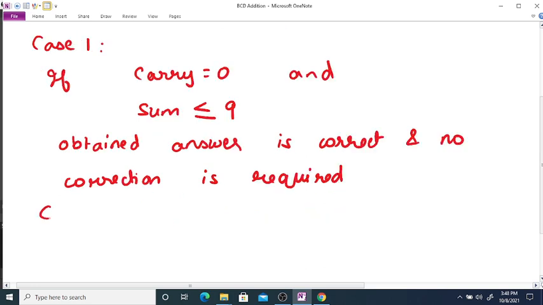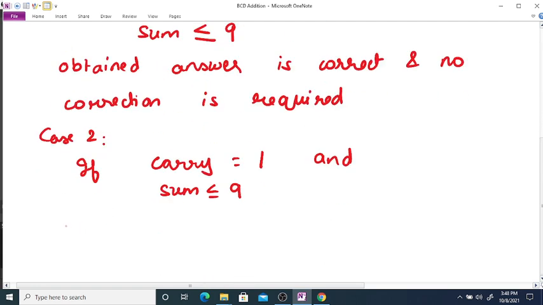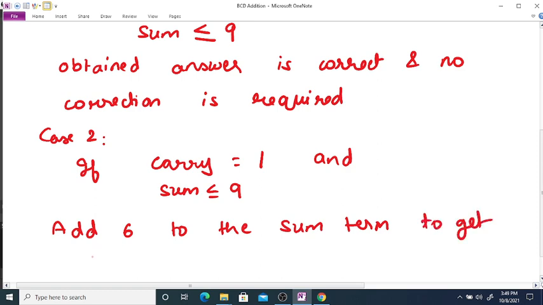Now, the second case arises if there is a carry from one group to the next group, and the sum is less than or equal to 9, then add 6 to the sum term to get the correct answer.